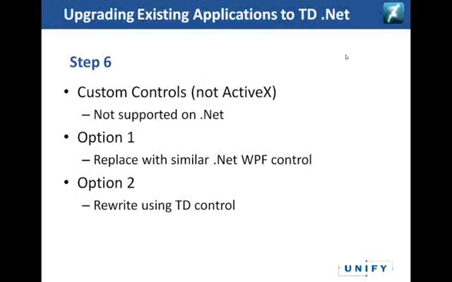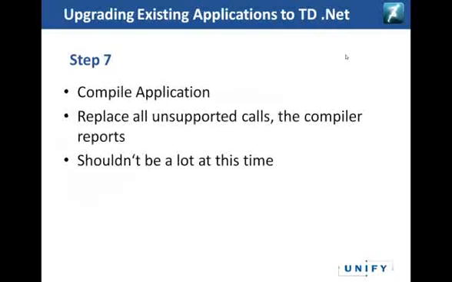Which are really nice. So it all supports theming, and now supports theming on .NET as well. And by the way, on TD60 Win32 we introduced a number of new themes as well. Step 7, compile your application. Now replace all unsupported calls the compiler reports. In this case there shouldn't be a lot at this time, and you should be very close to getting your application to .NET.